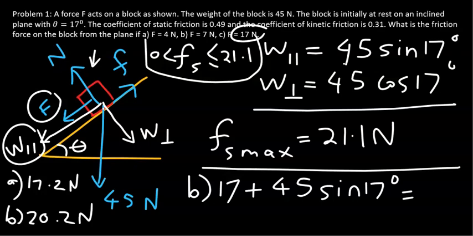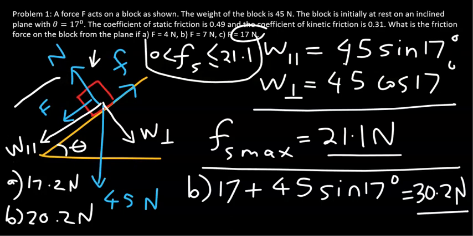So the amount of force that is acting on a block that is trying to drag it downward is 30.2 newtons. Now note, this value is greater than this maximum static friction. So what that means is the object will now slide downward. So as the object is sliding, which means it is in motion, the type of friction that is acting on this object now is the kinetic friction with a value of coefficient of kinetic friction times the normal force.